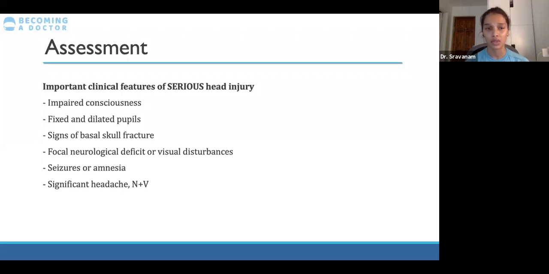Any impaired consciousness, fixed and dilated pupils, signs of basal skull fracture that we went through in exposure, any focal neurological deficit or visual disturbances, seizures or amnesia, so forgetting what happened, and significant headache, nausea, and vomiting. So just remember these, and if you get it in an MCA question or case discussion, you know that these are features of a serious head injury. Okay.